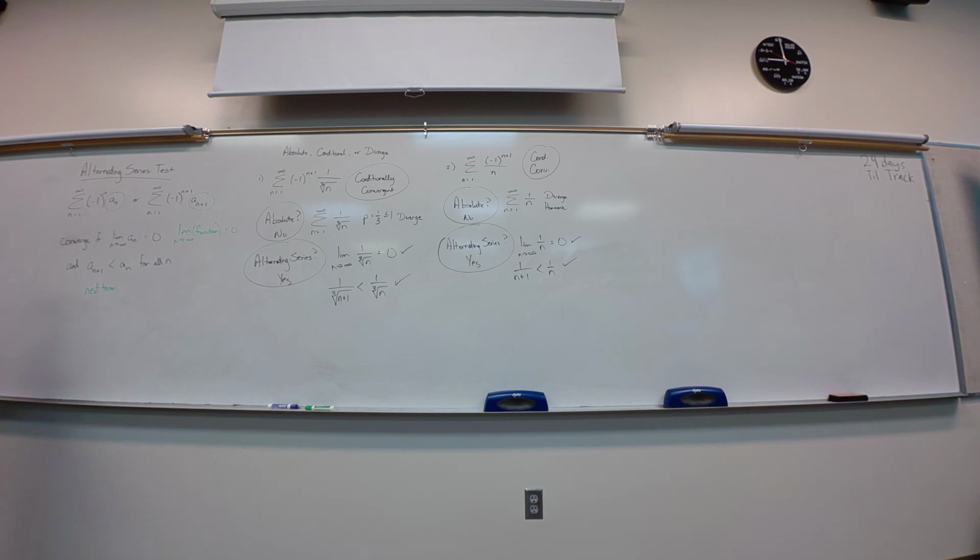No, so the conditional part means that it only converges when it's alternating. Okay. An absolute convergence would mean that it converges whether it's alternating or not. So if I took the alternating piece away, it would still converge. Okay. It doesn't matter if it's alternating or not alternating, it'll always converge. Okay. Conditional means it has to be under the condition that it's actually alternating.